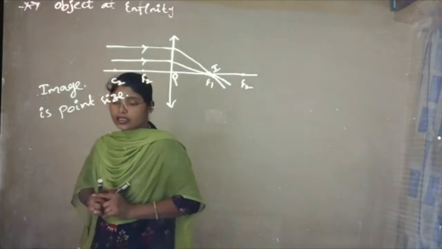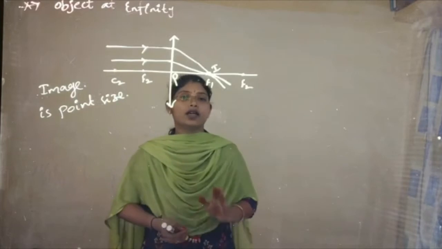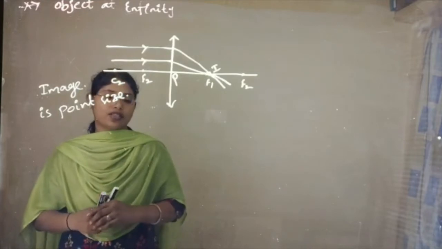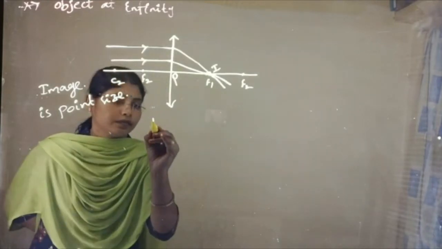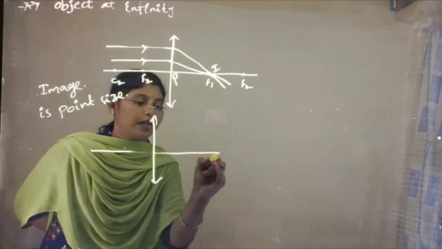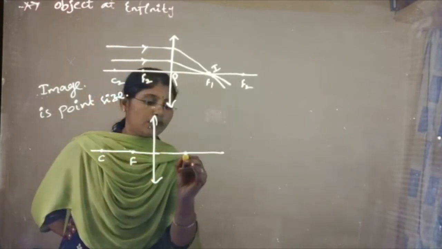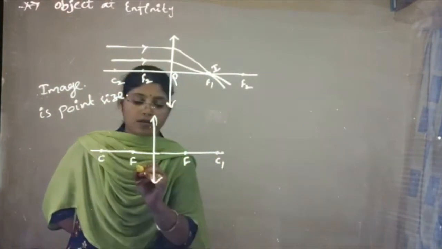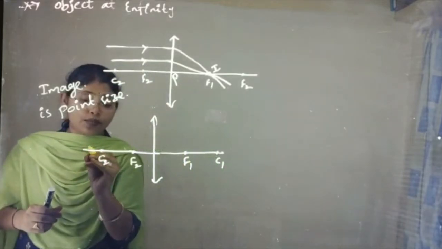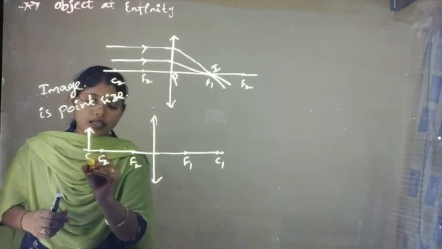Okay, so the next case is, if the object is placed beyond C. Beyond C means the back side of the center of curvature. So here we have the lens, principal axis, focus points and centers of curvature, F2 and C2, F1 and C1. If the object is placed beyond C, here the object is placed, and this is the object height.